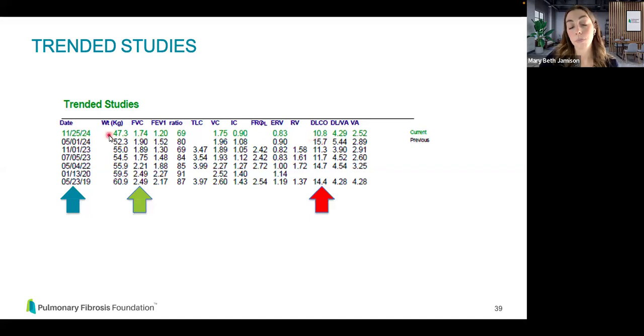So in this particular case, we might want to get another CT scan to see really what's going on in the lungs, or follow up with a different type of testing, maybe an echo. We're going to be evaluating a lot of things when looking at this type of pulmonary function test.